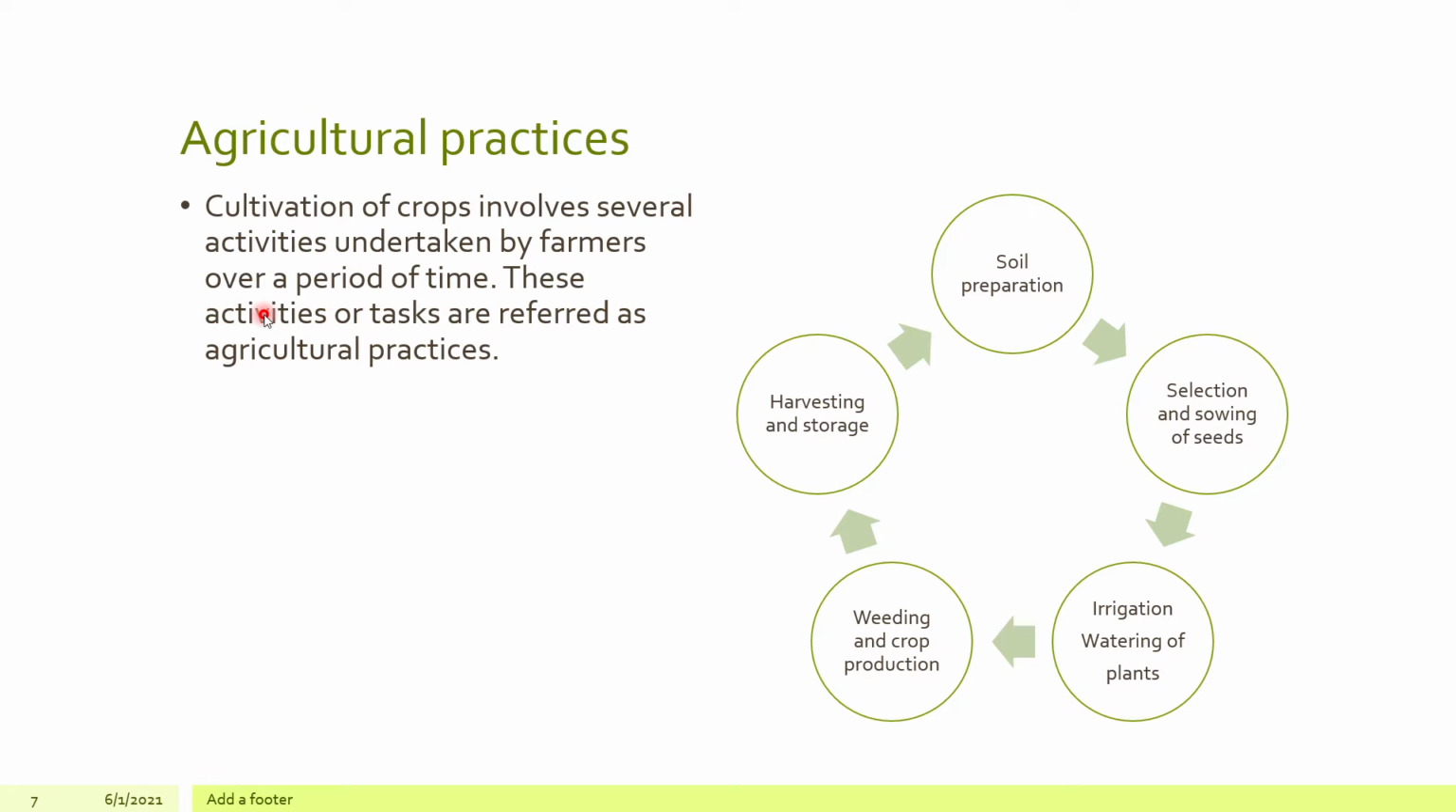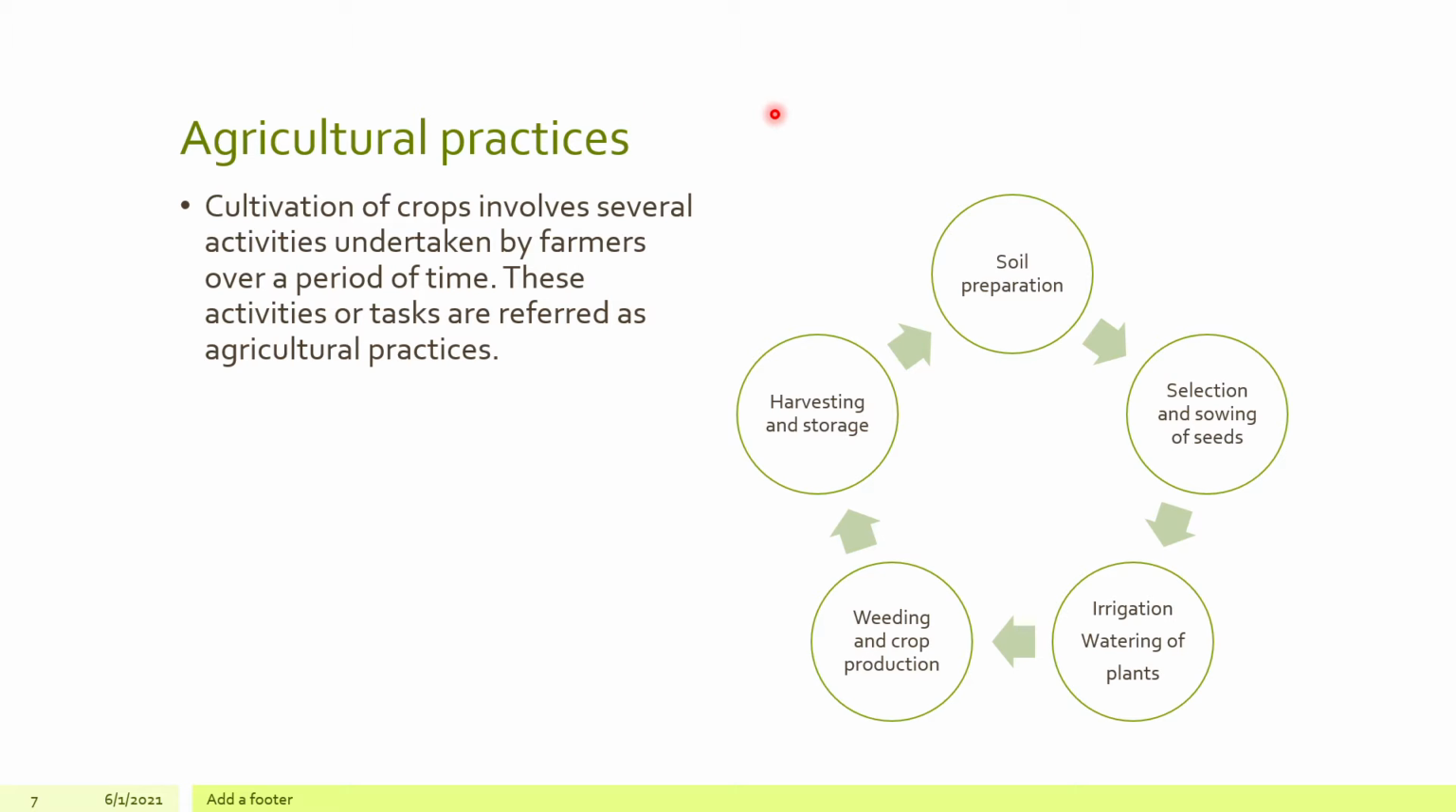Agricultural practices. Cultivation of crops involves several activities. Cultivation of crops means the whole process from when the crops are sown to the last step, harvest. There are certain steps which a farmer must follow, and all these steps come together and form agricultural practices. Cultivation of crops involves several activities undertaken by farmers over a period of time. These activities or tasks are referred to as agricultural practices. Simple. Learn this definition by heart.